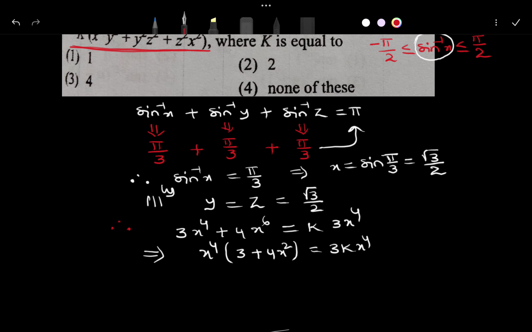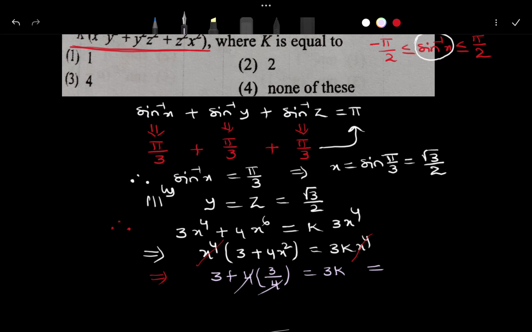Now you can cancel that x to the power of 4. Now you substitute; this one will be very easy to calculate. So what is that value? 3 plus 4 into x square. X square means root 3 by 2 whole square, that is 3 by 4, is equal to 3k. Now here 4 and 4 will be cancelled.